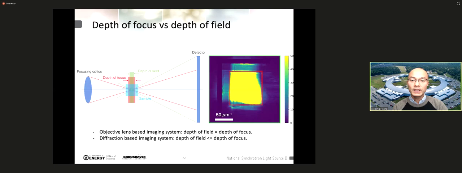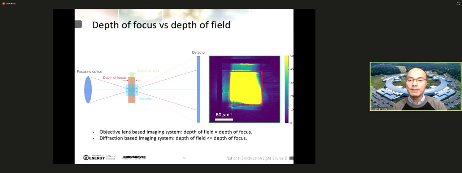Before we go forward, I want to mention there's a subtle difference between depth of focus and depth of field. Especially for diffraction-based imaging techniques, because here we want to enhance the resolution by using the diffraction signals in the high Q area, which is beyond the central cone diverged from the focusing optics. So this system has an even larger effective numerical aperture beyond the numerical aperture defined by the focusing optics. As a result, the resulting depth of field is even smaller than the depth of focus. So that's another penalty we need to pay when we are really aiming for high resolution imaging.